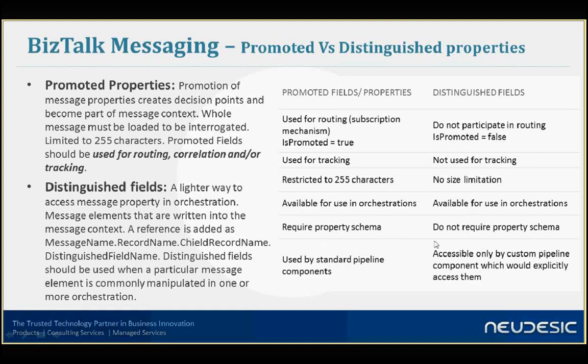Promoted properties require a property schema; distinguished fields don't require a property schema. Promoted properties are used by standard pipeline components, but distinguished fields can only be used by a custom pipeline, if we need to write specific code to do that. So we need to write a custom pipeline component which can use them. This is the main difference between promoted and distinguished properties, and it's very, very important to understand.